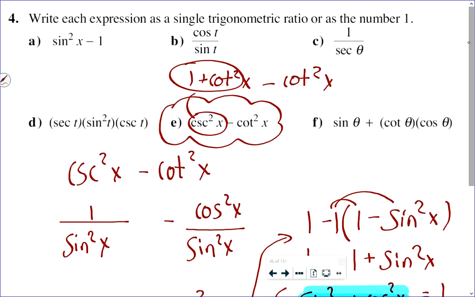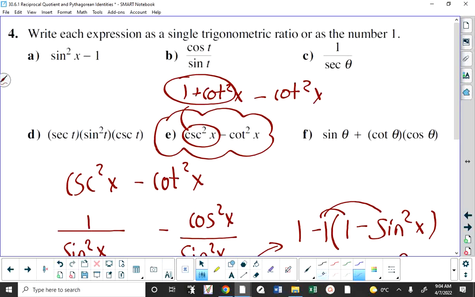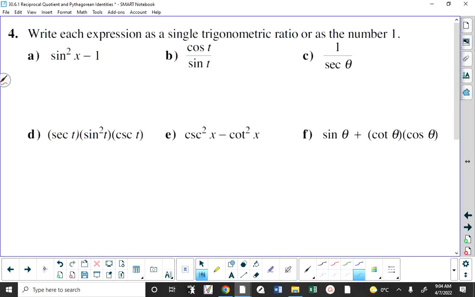4F, certainly. So for 4F, we have sine of theta. I like theta better. The x thing is a little problematic at times. And then we have plus cotangent of theta, cosine of theta.